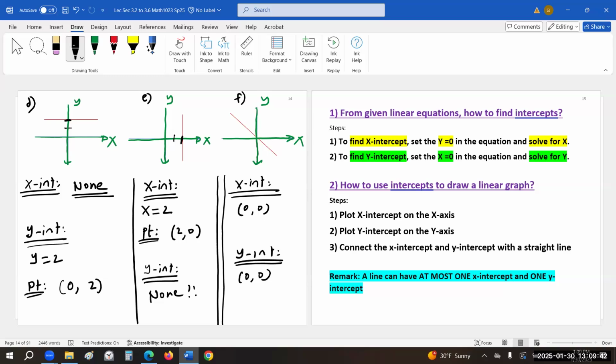Now, for this question, I said we may have one intercept, two intercepts, or many intercepts, or no intercept at all. For a line, there is a requirement. For any line, you can have at most one x-intercept and at most one y-intercept. You cannot have more than one x or y-intercept. If you do, that means it's not a line. A line has a condition: you cross the x-axis only once and the y-axis only once.